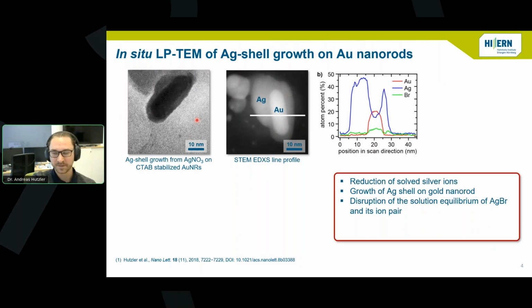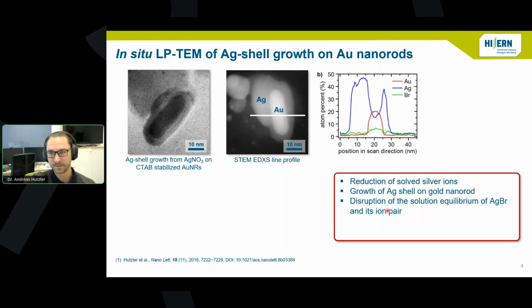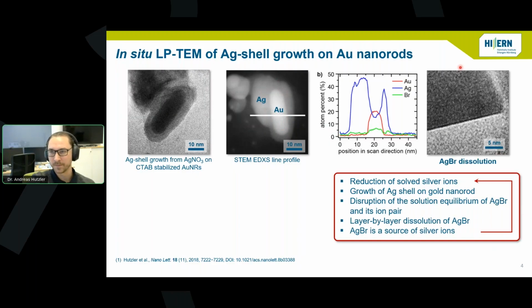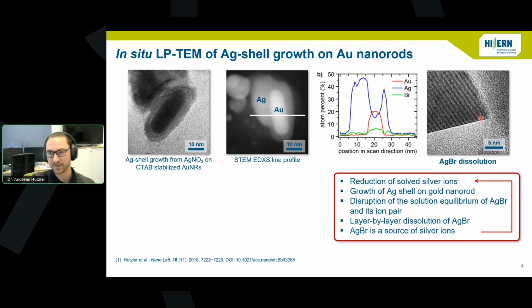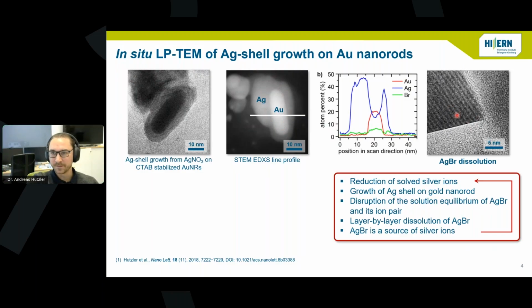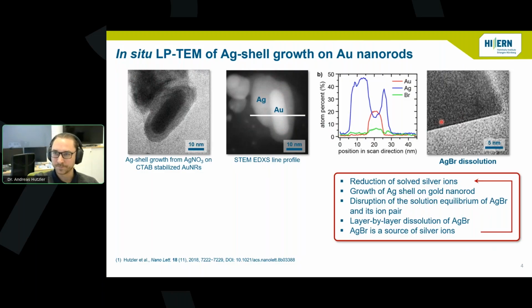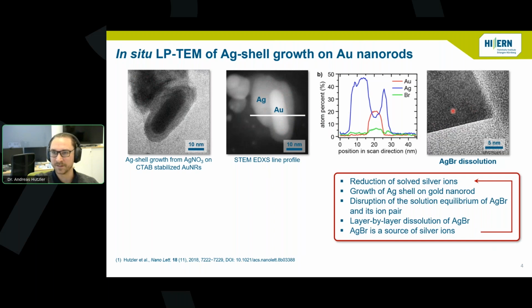And by taking silver ions out of the solution, we disrupt the solution equilibrium between silver bromide and its ion pair. Then silver bromide crystals, like this one above here, dissolve. And the cool thing about that is they dissolve atomic row by atomic row, which you can see in this edge-on video where you see individual lattice planes disappear.